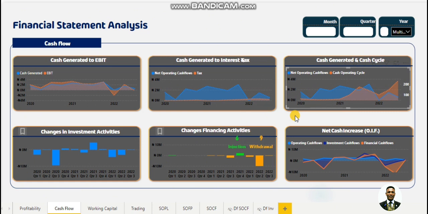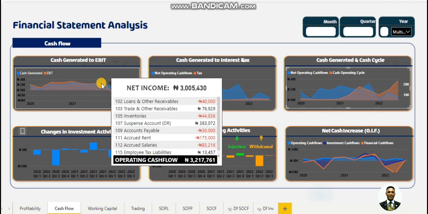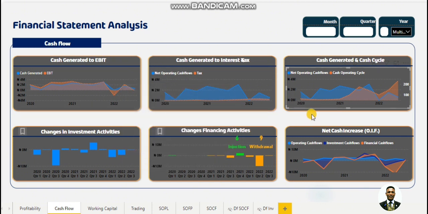So if the management of the business wants their cash flow to improve, they should work on their cash operating cycle. And this cash operating cycle is largely affected by what we see in the list presented here. Largely our receivables, our inventory, and payables. So if the business is able to work on all of these, it would go a long way to improve its cash flow, giving them more operating cash inflow.